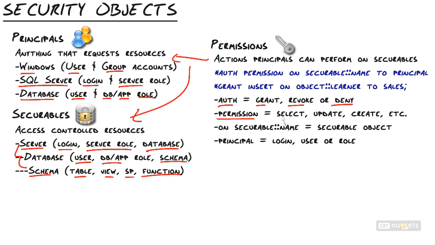Those actions are going to be in the DML world: select, insert, update, delete. In the DDL world: create, alter, and drop. So here's what the syntax looks like for granting permission, and here is an example on how to do so.